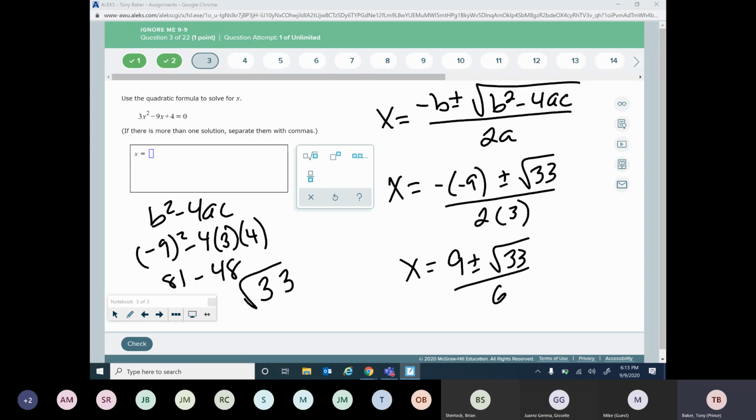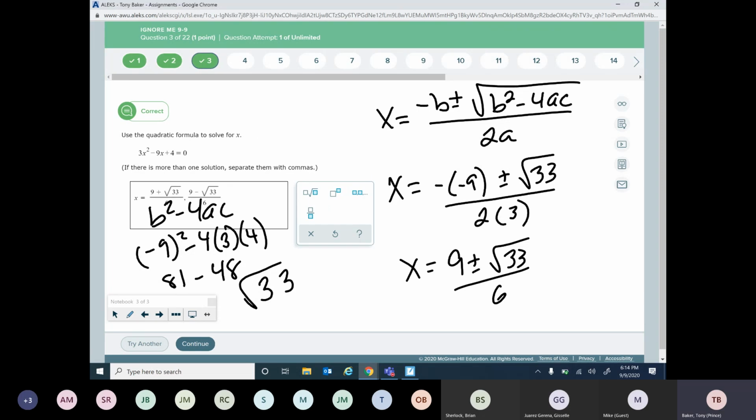When you type the answer into Alex, it's not going to let you put the plus or minus, so you have to write the answer twice. So what I would do is I would do the division first, and then do negative 9 plus the square root of 33 over 6. And then the other nice thing is you can copy and paste it and then put the minus there. So you don't have to rewrite it. And now let's see if I messed it up. I got it right. Good.